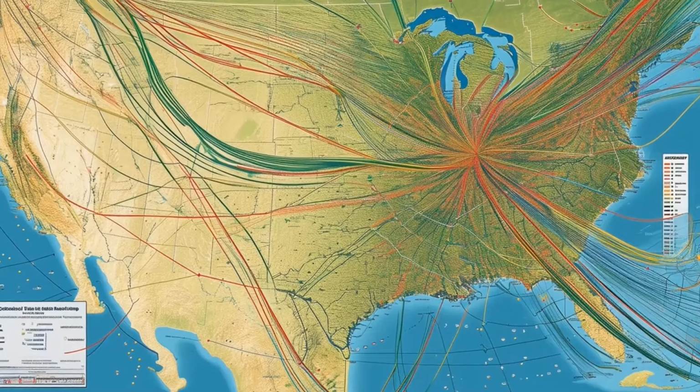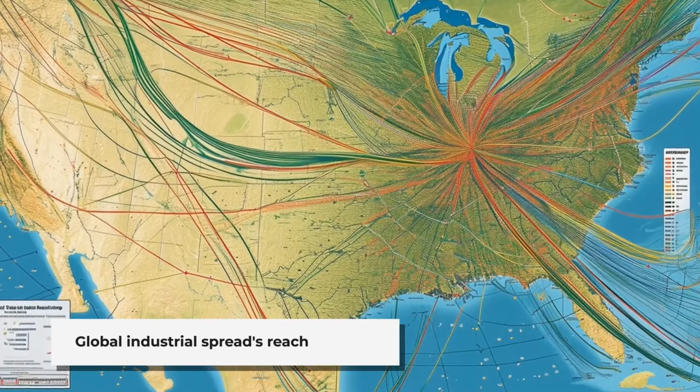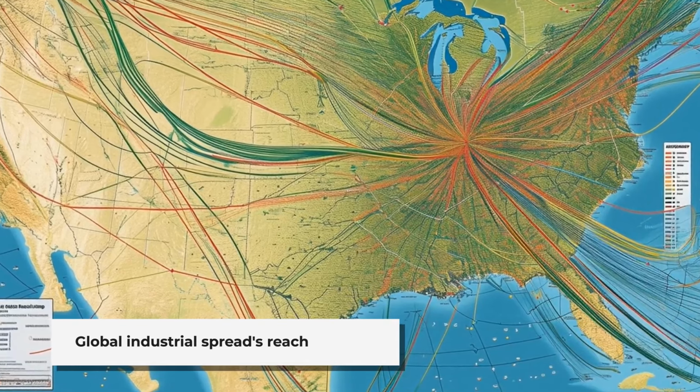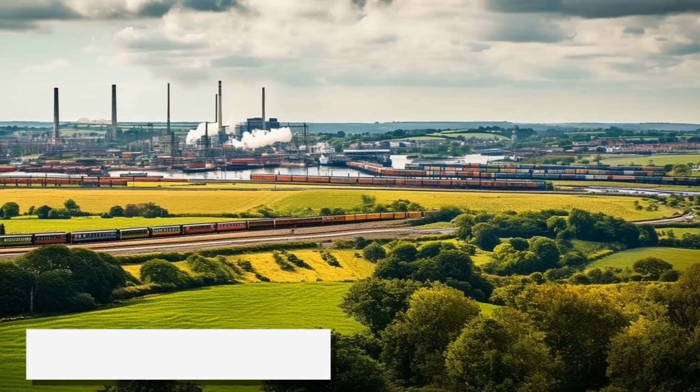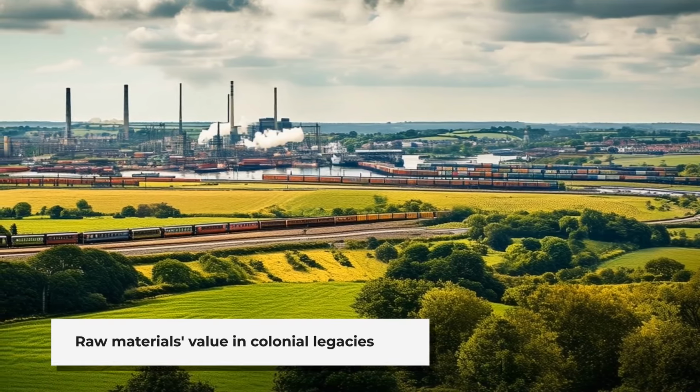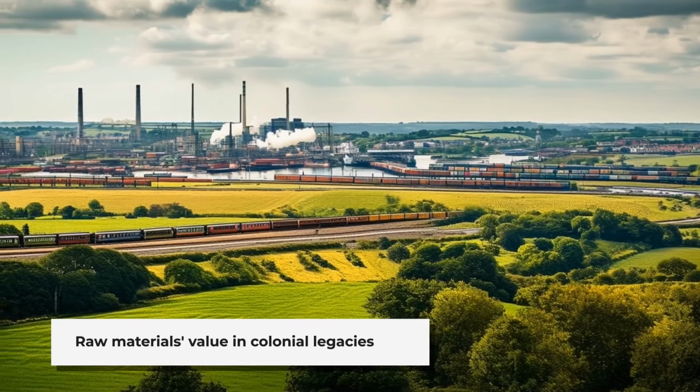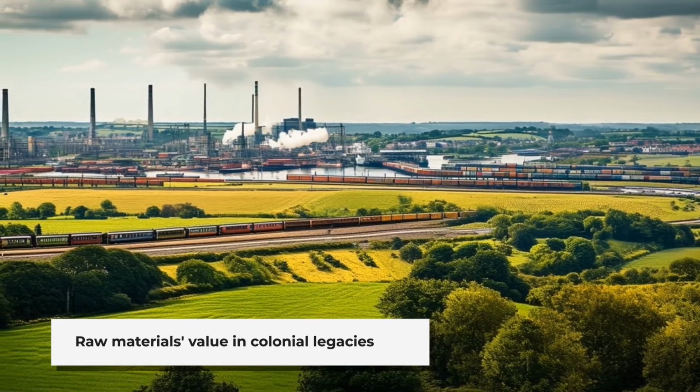Alongside railroads, the United States also saw advancements in iron and steel production, bolstered by the Bessemer process. Steel mills spread from Pennsylvania to Ohio, making products more affordable and cities more connected. The effect of this global industrial spread extended beyond Europe and North America, eventually touching almost every corner of the globe. Regions previously seen as peripheral became newly valuable due to their raw materials, a profound byproduct of colonial legacies.